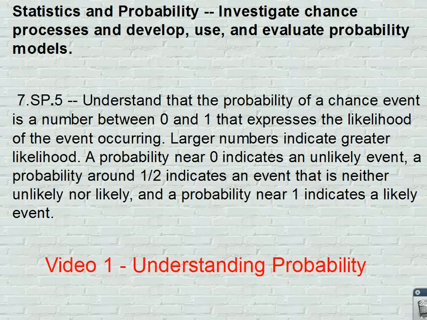7SP5, 7th grade Statistics and Probability, Standard 5, Video 1, Understanding Probability. In this standard, we are going to be working with probability of events and knowing that all probabilities are fractions between 0 and 1. And the closer to 0 or the closer to 1 an event is, that will indicate its probability or the likelihood of that event occurring.